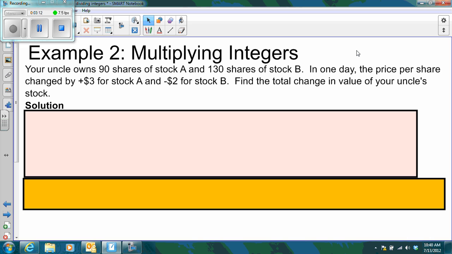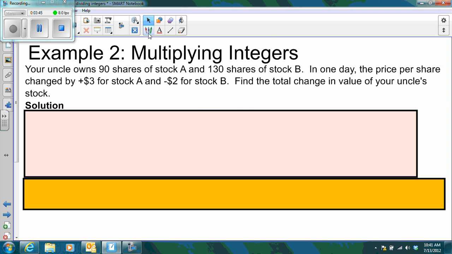So let's use the multiplying integers we just went over, but using a word problem. Your uncle owns 90 shares of stock A and 130 shares of stock B. In one day, the price per share changed by positive $3 for stock A and negative $2 for stock B. That means the price went up for stock A by $3 and the price went down for stock B by $2. And they want you to find the total change in value of your uncle's stock.